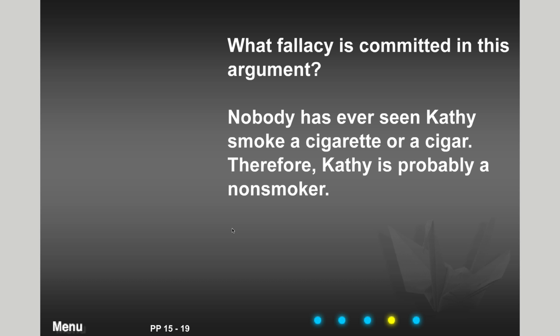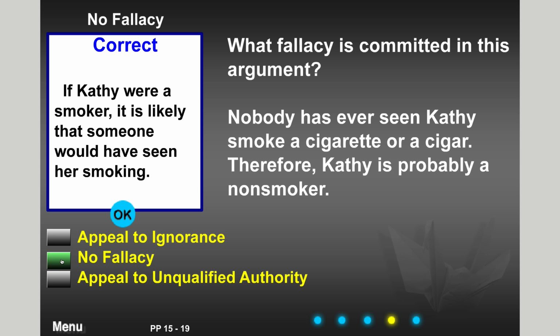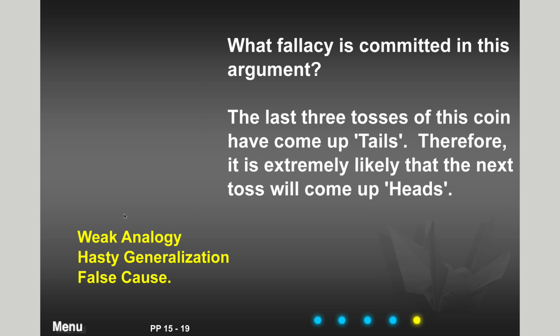Nobody's ever seen Kathy smoke a cigarette or a cigar. Therefore, Kathy is probably a non-smoker. Now, this does have the nobody has ever seen, right? So that would seem to be an appeal to ignorance. And yet, if nobody really has ever seen Kathy smoke a cigarette, you could probably infer that Kathy probably is a non-smoker. It is a no fallacy, right? If she were a smoker, people do not hide these things. You could smell it on them and so on, okay? There is no fallacy here.